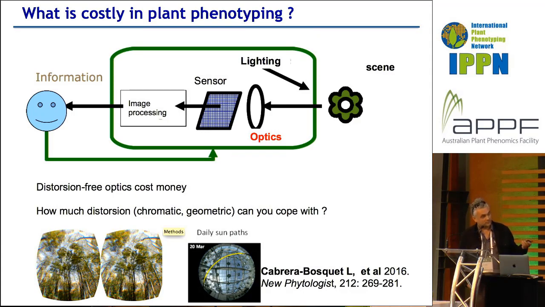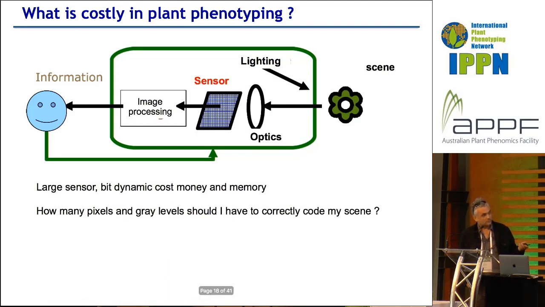On optics also, you can have an effect of the distortion, and if you don't pay enough attention to it, maybe the result will not be as good as you would like. However, in some cases, distortion can be good. There was a nice paper from colleagues in Montpellier a couple of years ago using a fisheye camera to somehow estimate the course of the sun and how much light was actually coming on the plants. So this was actually not good optics, but good for this application.